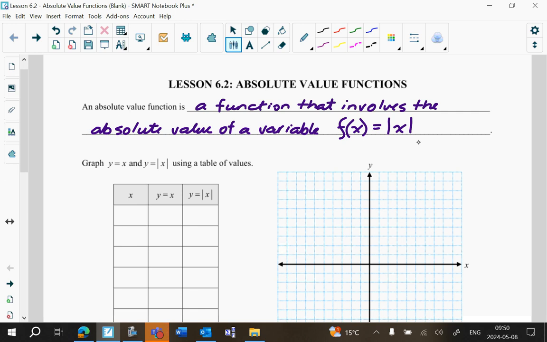However, we could have some numbers outside the absolute value bars. We could have some numbers inside, but they're all based on this one. Okay? So another example would be f of x equals absolute value of 3x minus 1. That's going to look a little different. We could do the absolute value of quadratic functions, x squared functions.